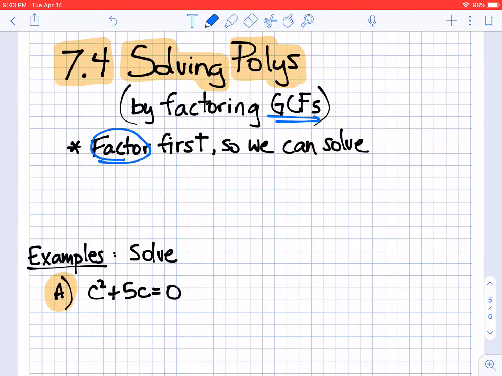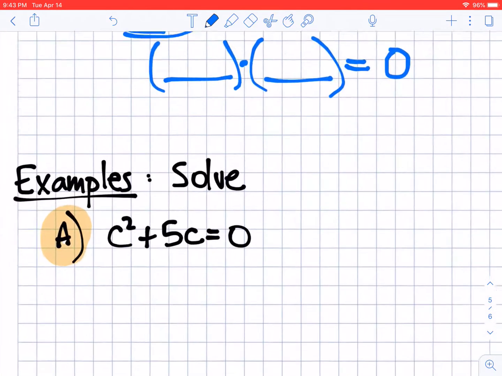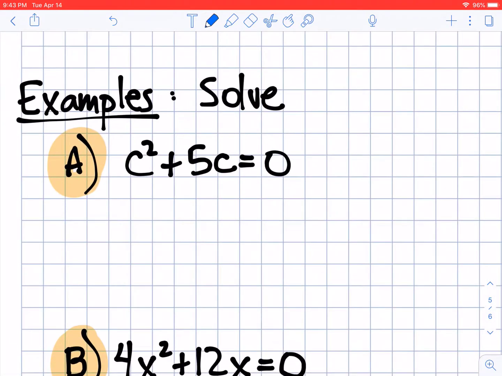Remember, our equation needs to say something times something equals 0. So that's the general form that we're looking for. And you can see in this first problem that says solve, notice it says something plus something. So that's a problem. So that's why we need to factor first.